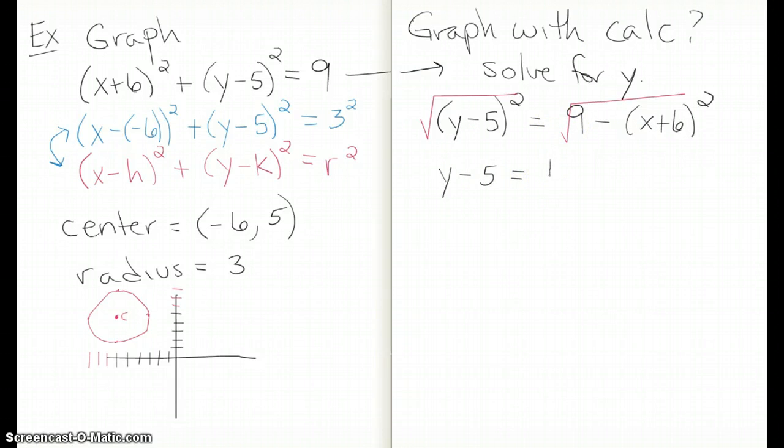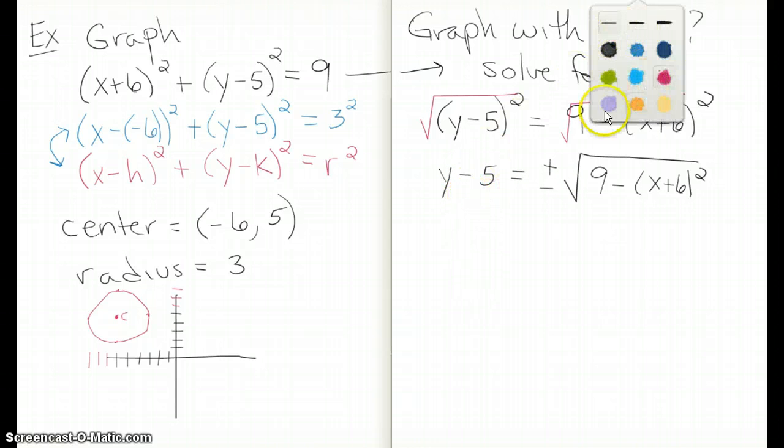But what happens in that taking of the square root process? I end up getting two answers. I get a plus and a minus square root of 9 − (x + 6)², right? The reason for that plus-minus is because of the property of square roots. So we generate a plus answer and a minus answer. I don't quite have the y by itself, but I could get it by adding 5 to both sides.